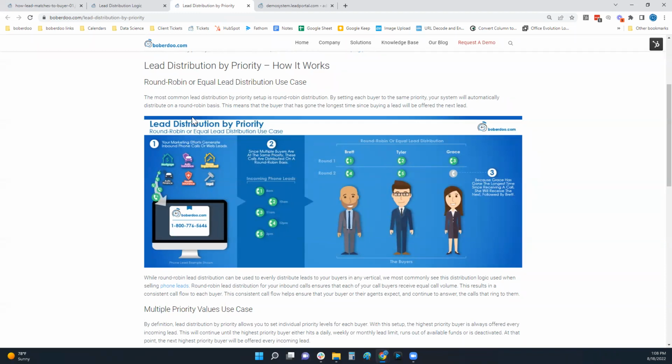The priority defaults to a 5 in the lead system. And if you do not change that priority, that is how most clients use a round robin. In a round robin, it is just going to the partner that's had the longest time since receiving the last lead.